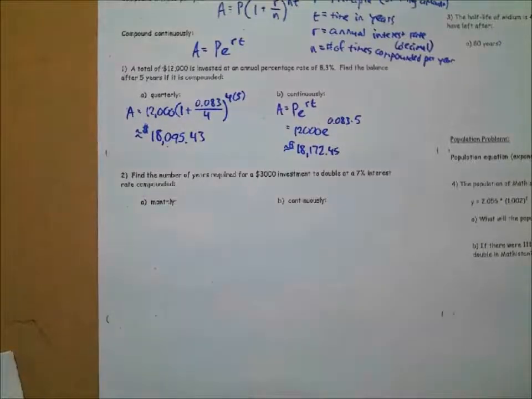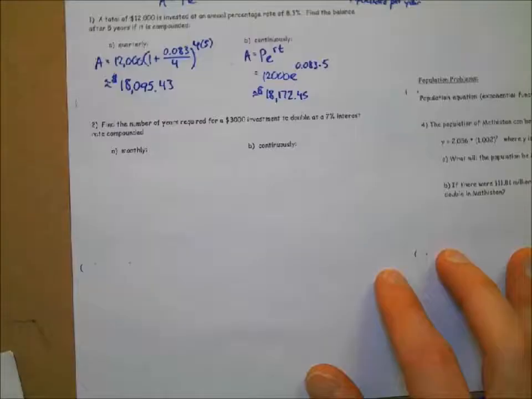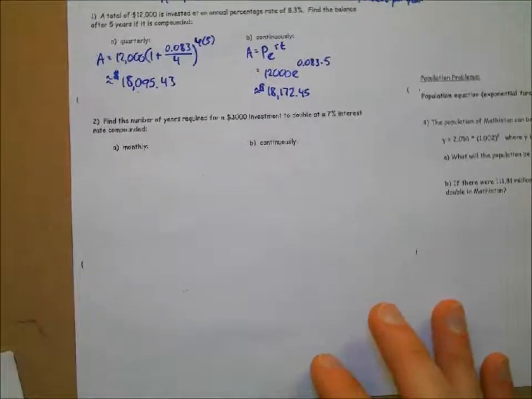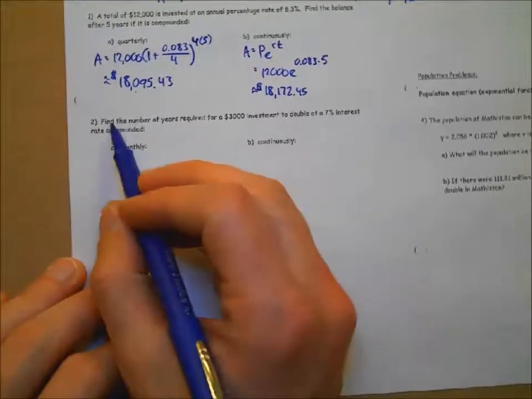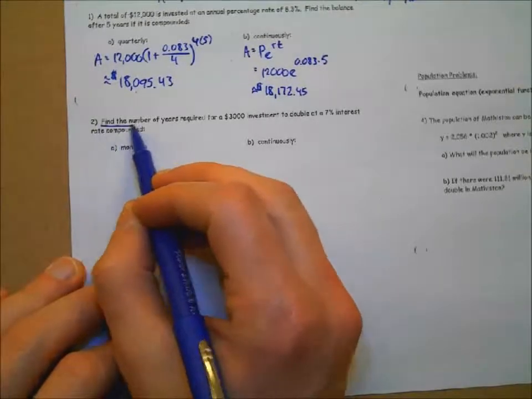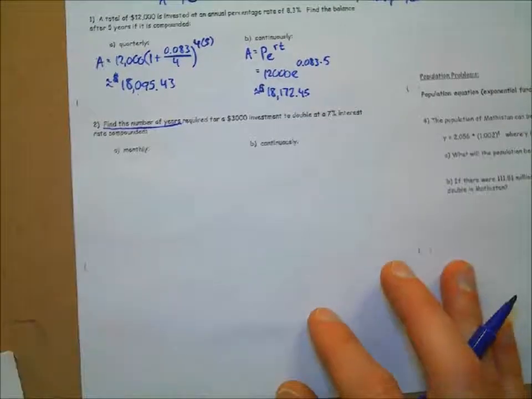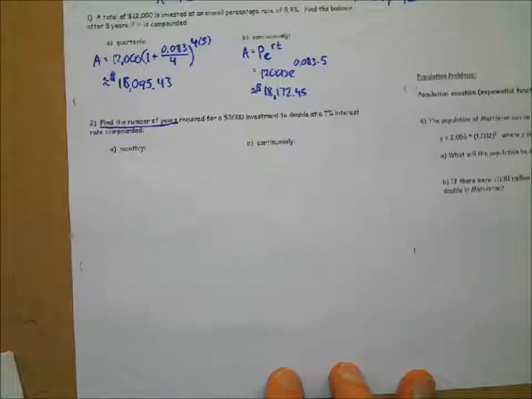So, all right. The next one here, we'll try one. Find the number of years. This is different now, right? We're not trying to find the final amount. We're trying to find the number of years, which means we're going to be solving for what variable here? T, right? Because t is the number of years. So we're going to solve for t.